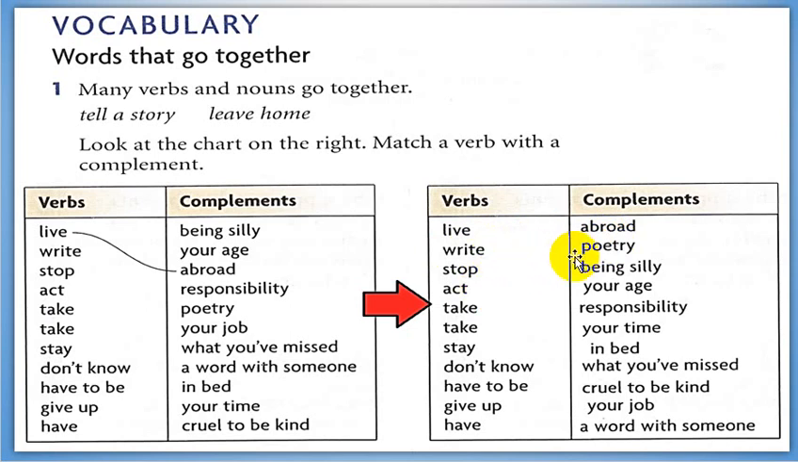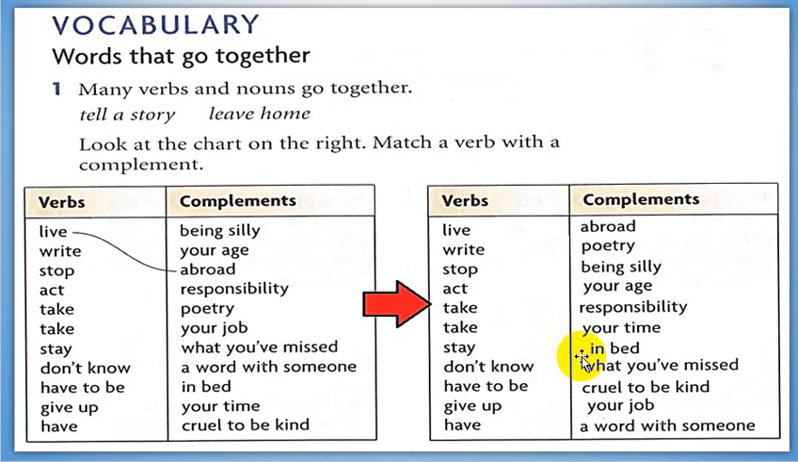write شنو اللي كتبه؟ write poetry. okay. stop being silly. زين. act your age. take responsibility. تحمل المسؤولية. take هو مو يأخذ، هو take يأخذ، لكن هنا take responsibility تغير المعنى، صارت العبارة يتحمل المسؤولية معناها. take your time خذ وقتك، مو بمعنى تاخذ بيدك، no، خذ وقتك يعني على راحتك مثل ما نقول احنا.